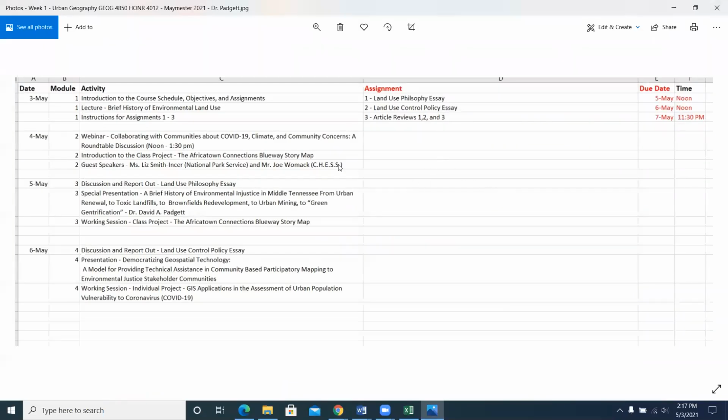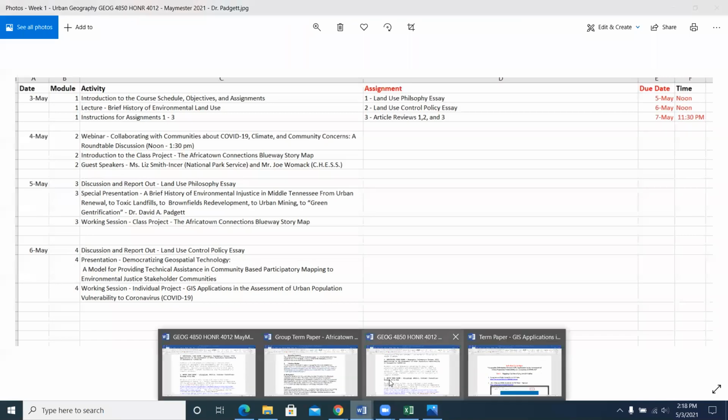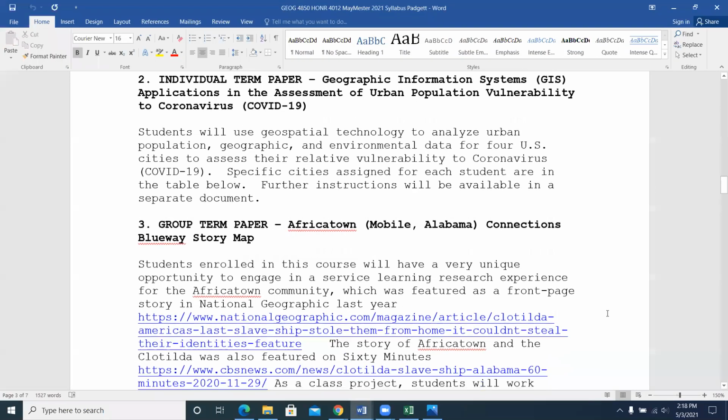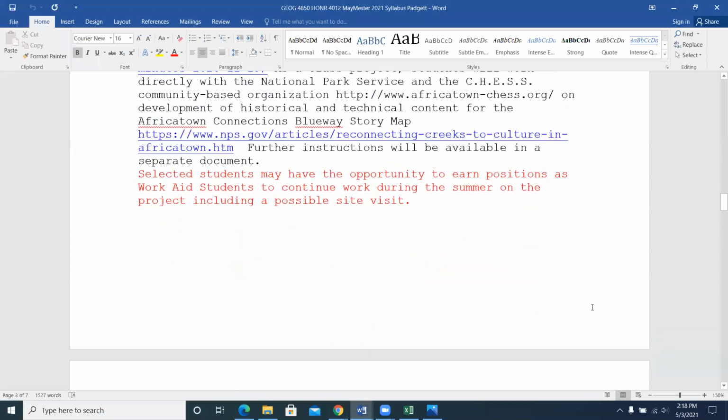Okay, so here we are. On Thursday, we're going to have a working session about the Africatown Connections Blue Wave story map. So we'll actually have a working session in class. And then tomorrow, we're going to have 2 guest speakers, Miss Liz Smith-Inser from the National Park Service and Mr. Joe Womack from the Chess Organization in Mobile, Alabama. Okay, so that is your group term paper assignment, and that's in there.